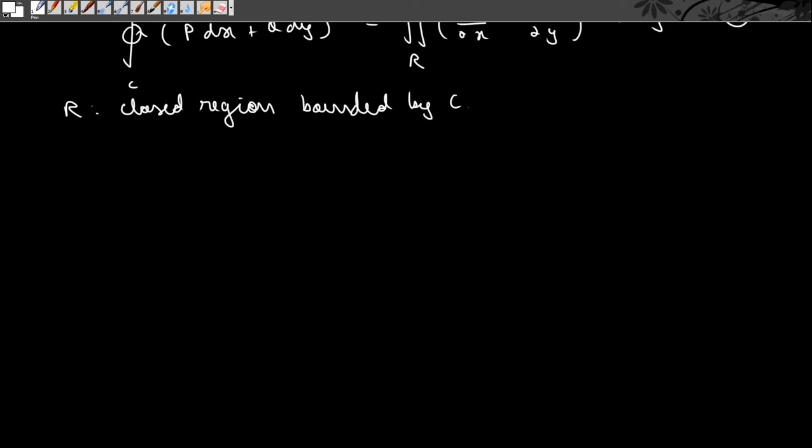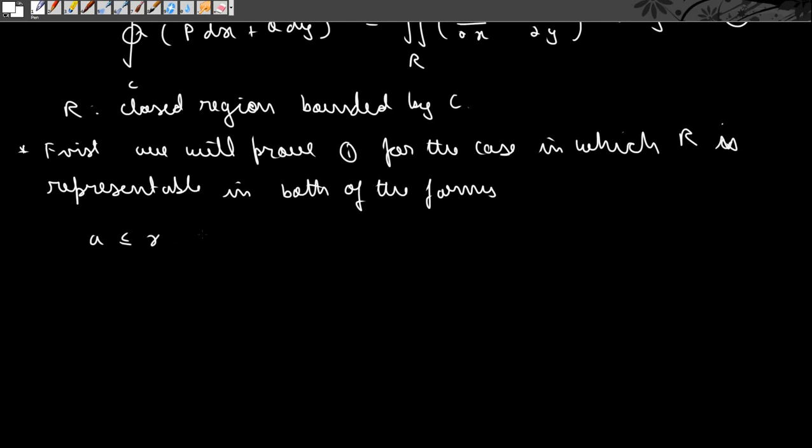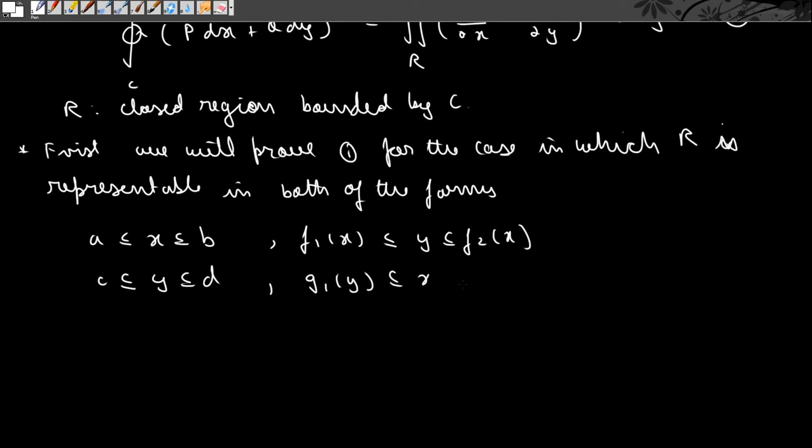What we will do is first prove this theorem for a special case, when R can be expressed in the following manner. First we will prove equation 1 for the case in which the region R is representable in both of the forms given by a ≤ x ≤ b, f1(x) ≤ y ≤ f2(x), and c ≤ y ≤ d, g1(y) ≤ x ≤ g2(y). I'm going to show you what this means soon. So what this means is the following.